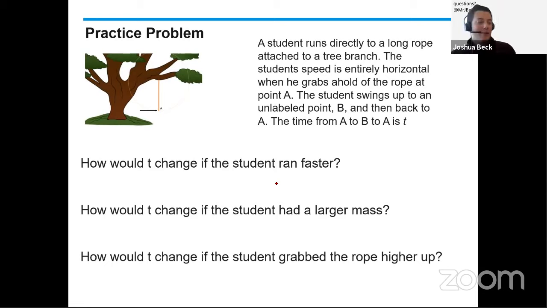All right, just to wrap up, if you were here on Friday and you tried the problem that I left you with, I'm going to keep this fairly straightforward. In this scenario, you basically had a student that was swinging or running and grabbing this rope. They're going to swing up and they're going to swing back. And then we're going to change a few things. What if we go faster? What if the student has bigger mass? Or what if they grab from higher above?